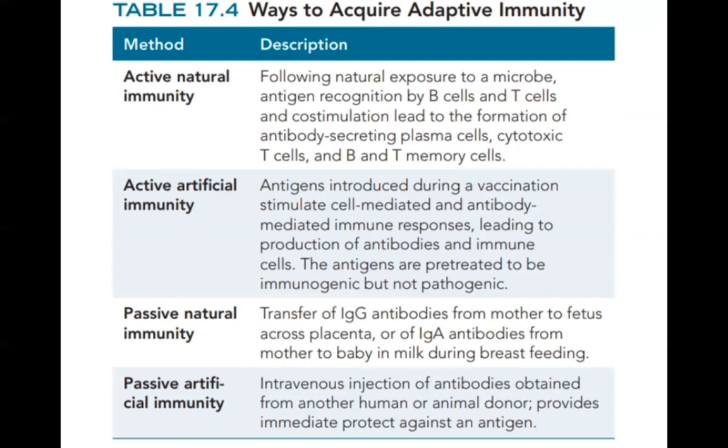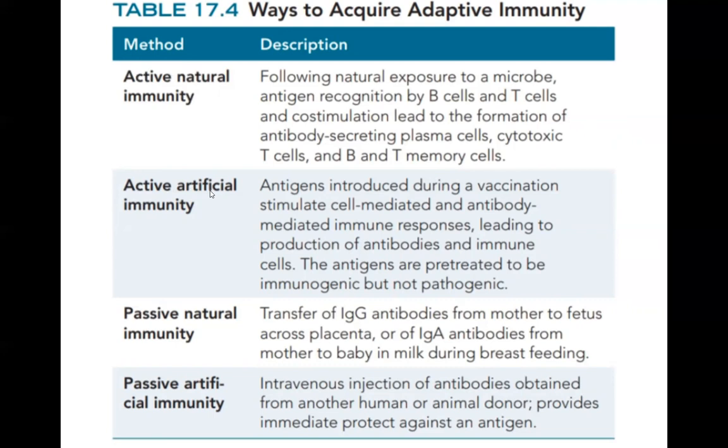Okay. Active natural immunity involves natural exposure to a microbe, okay, and then antigen recognition by B and T cells, and co-stimulation leading to the formation of antibody secreting plasma cells, cytotoxic T cells, and B and T memory cells. So in this case, they're producing their own immune system stuff, antibodies and B and T cells, okay, and it's natural exposure. So that's why it's active and natural.